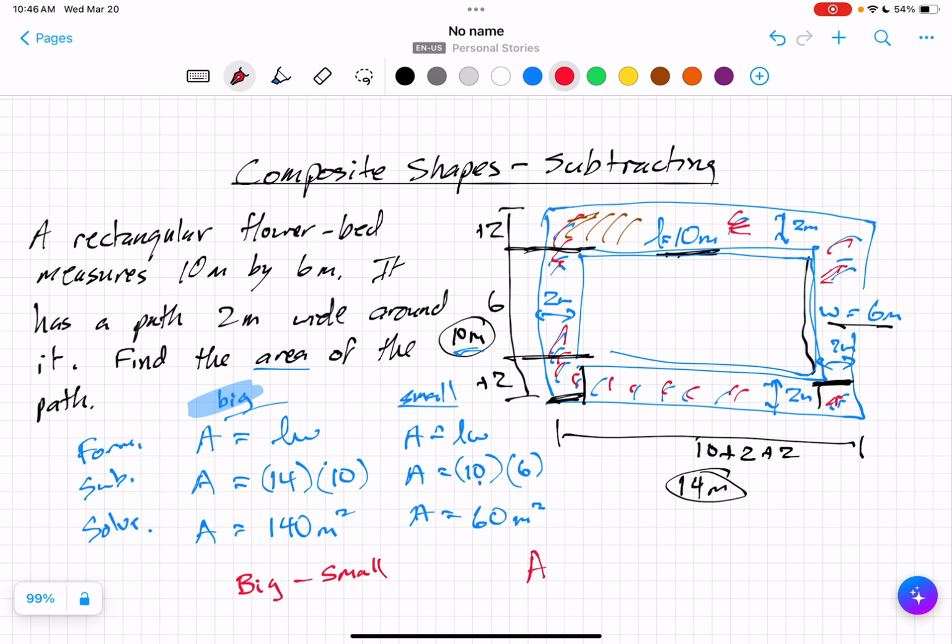So the area for the path, so area for path is going to equal our 140 and subtract our 60. So the total area for that path is going to equal, hopefully we see, 60 meters squared. Okay. And that's it. That's how we work on the problems. By the way, this is number 4 in our homework.